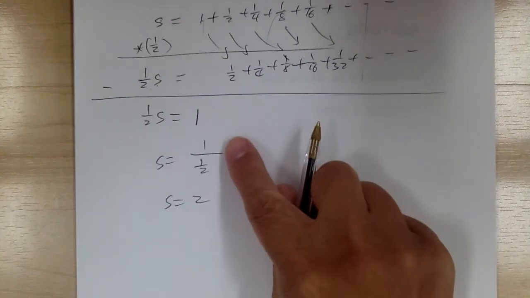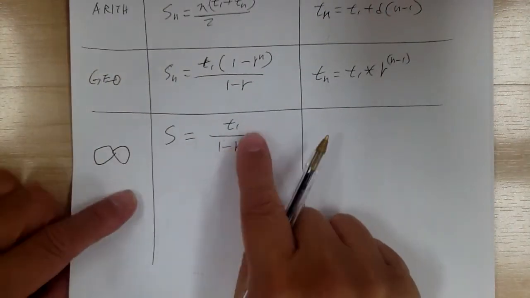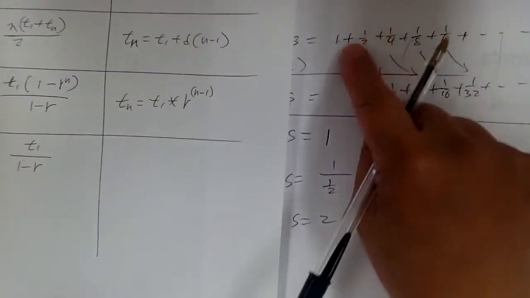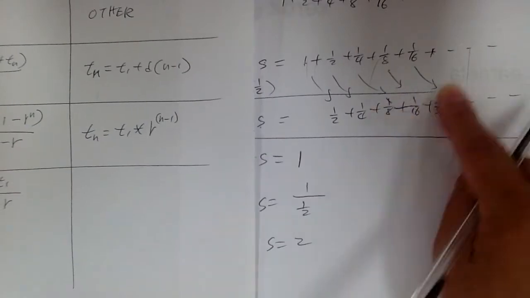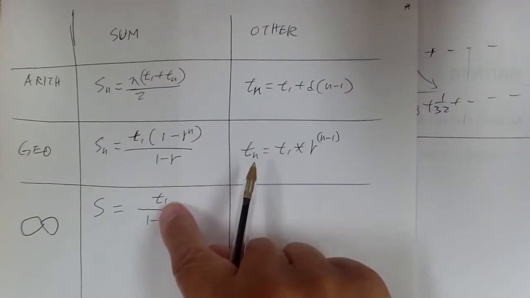So that's where the formula came from. From here, you're going to get T1 divided by 1 minus R. Here's your T1, because everything got canceled out. So the only thing you have left is your T1. And that's where the T1 came from.